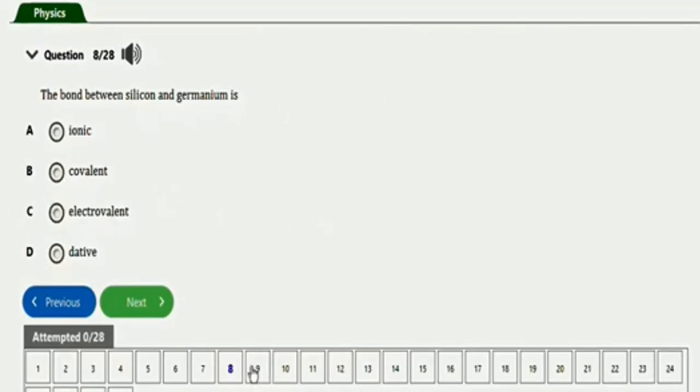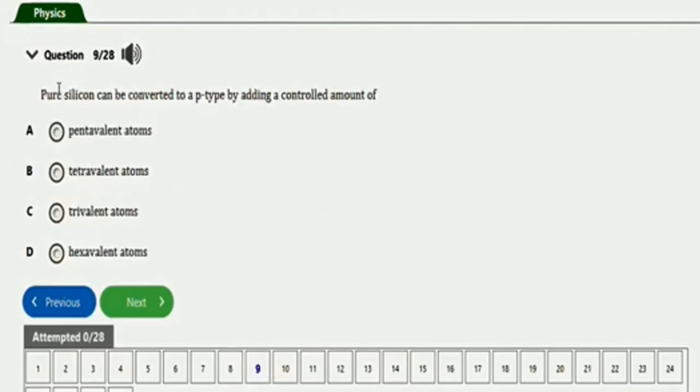Next question is this one. It says pure silicon can be converted to a p-type by adding a controlled amount of rare pentavalent atoms, tetravalent atoms, trivalent atoms, hexavalent atoms. The right option here is option C, which is trivalent atoms. Very important.